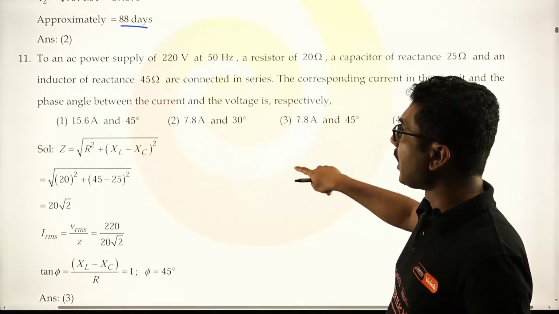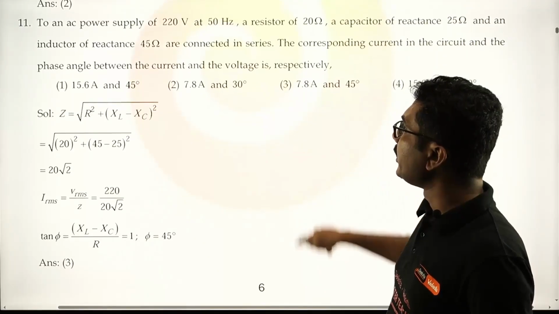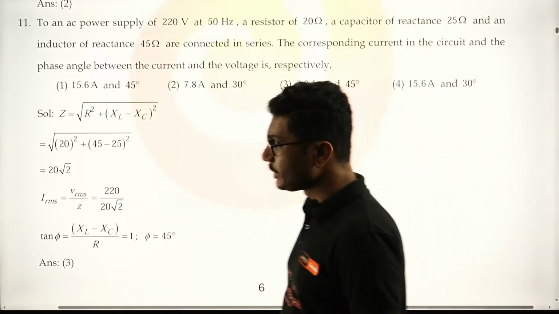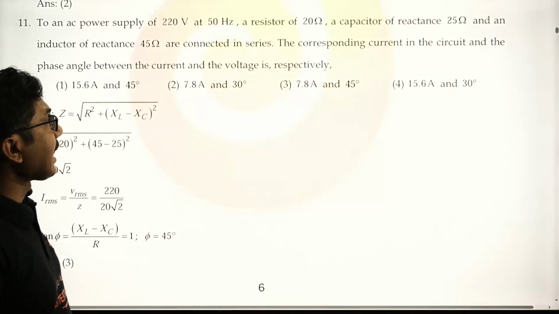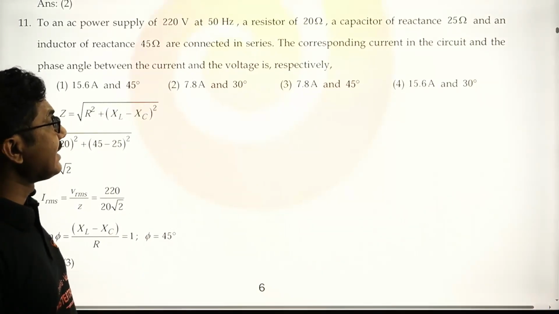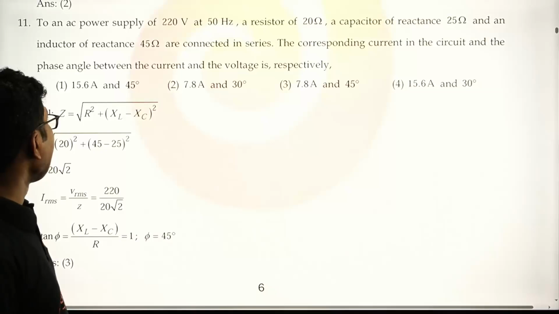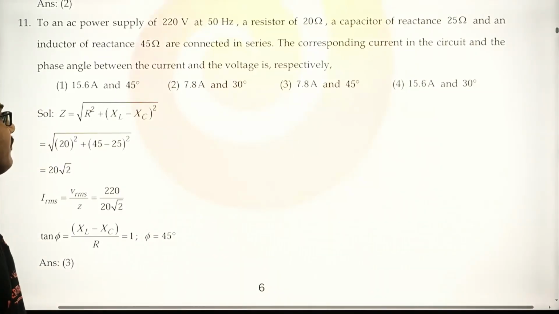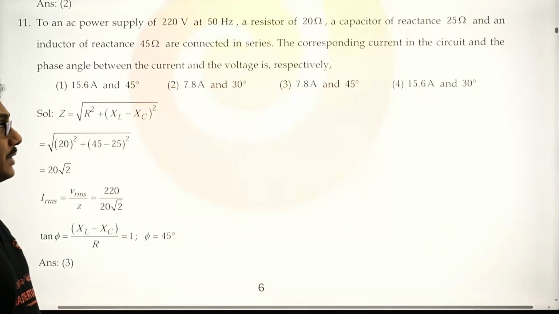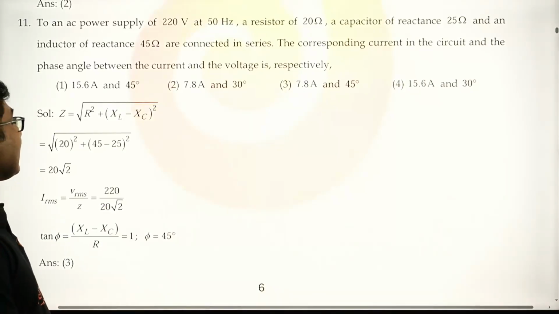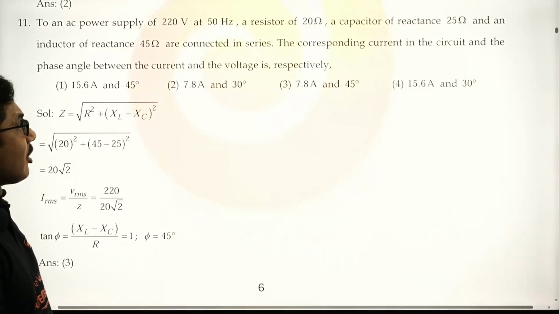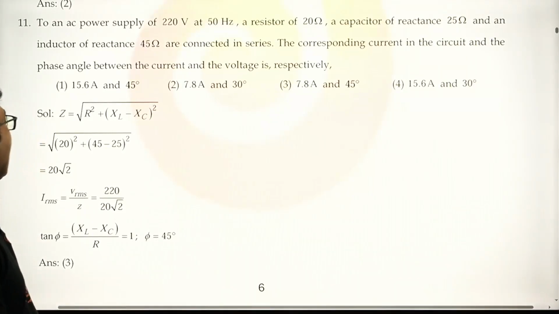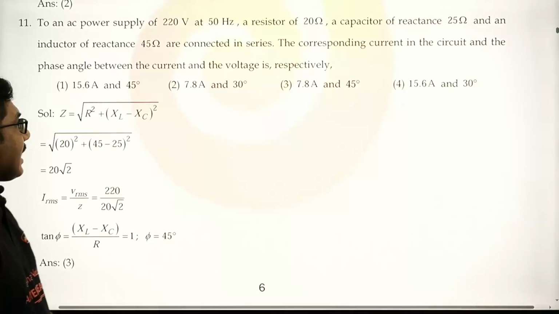To an AC power supply of 220 volt at 50 Hz, a resistor of 20 ohm, a capacitor of reactance 25 ohm, and an inductor of reactance 45 ohm are connected in series. You don't need to calculate the capacitor and inductor reactance, they have already given you the values. Find the corresponding current in the circuit and the phase angle between the current and the voltage.